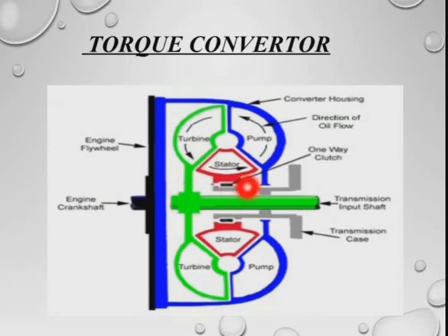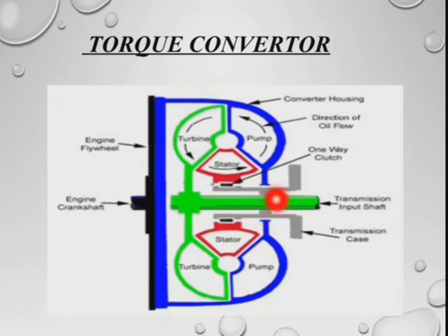You can see that here the blue colored part is the converter housing, and the direction of the oil flow is shown as an arrow. There is also a one-way clutch available here. And this green colored part is the transmission input shaft actually. So when the flywheel is rotating, the oil is rotating, and this rotation of the oil creates a force inside, and that force is trying to rotate the entire shaft actually.